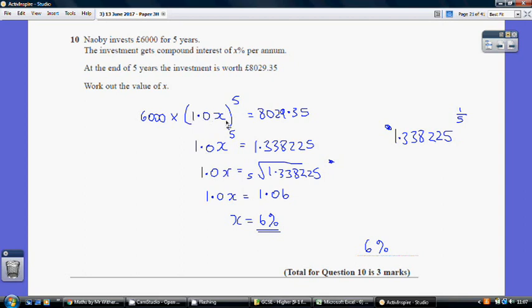So 1.0x to the power of 5, 5 representing the 5 years, and we know that after the 5 years this is worth 8029.35. So dividing both sides by 6,000 we get this. I've then taken the fifth root, so basically putting it into the calculator to the power of a fifth. So that then tells me that 1.0x equals 1.06, so equating coefficients, x must be 6%. So just to recap, that bit there, I popped into my calculator like that.